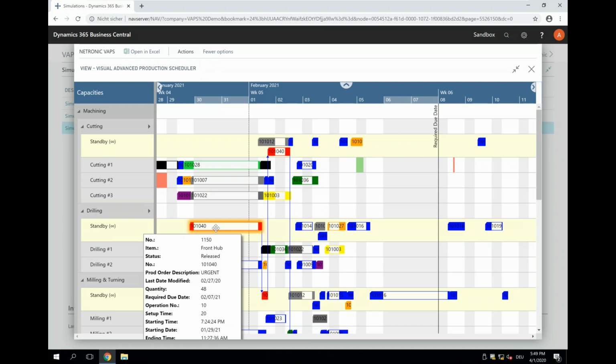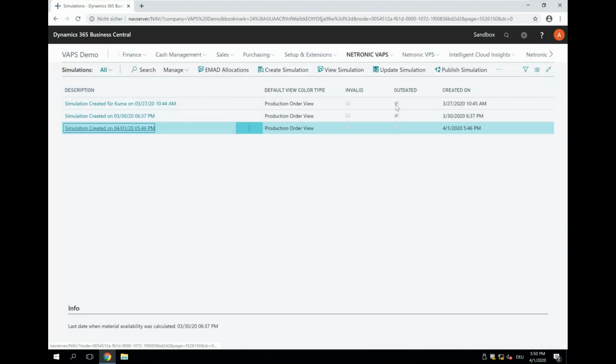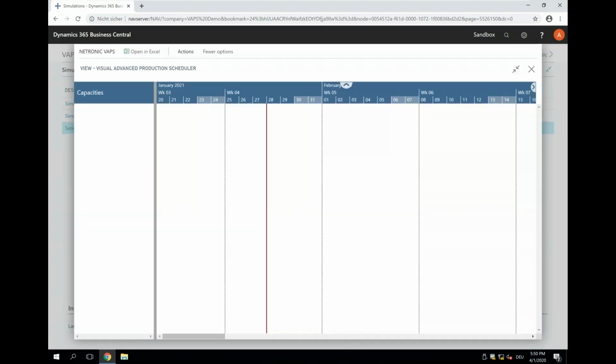So now I can do what I did before. I can drag and drop it, right? Everything that you see here on my drilling 1 and drilling 2 machines, or on the cutting machines, is something that I added to the schedule before. Let's quickly leave the simulation. I build the schedule and then I say publish. And when I say publish, then we write this into the Business Central tables. But this whole mechanism of simulations and publish is something I will talk about in 2 weeks' time.